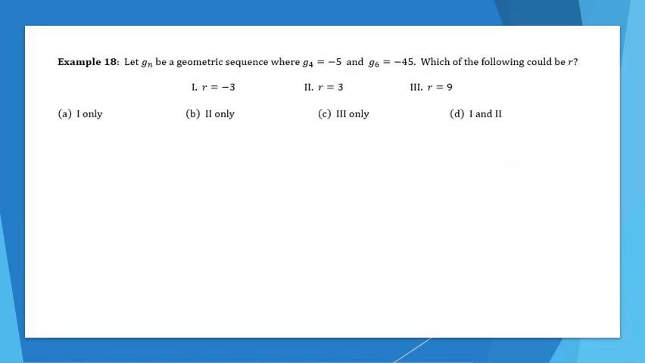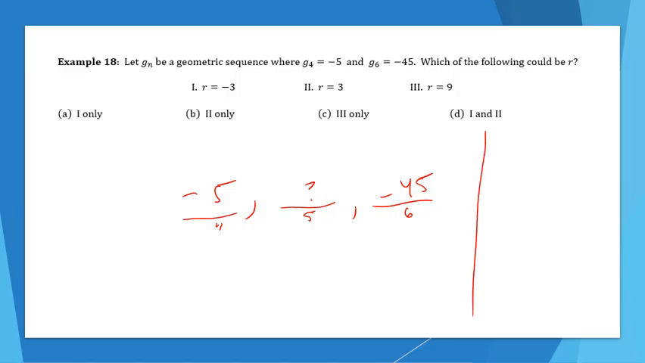And finally, example number 18, let g of n be a geometric sequence where the fourth term is -5, the sixth term is -45. Which of the following could be the value of r? So here we have our fourth term, we have our fifth term, which we don't know, and then we have our sixth term, which we know is -45. And what could be the value of r? So let's test it out by plugging it first just into the equation. So g of 6 should be our g of n, this should be our g of k.